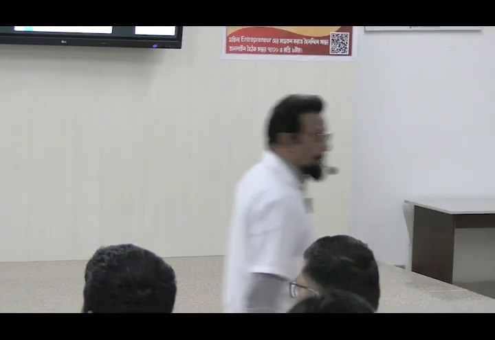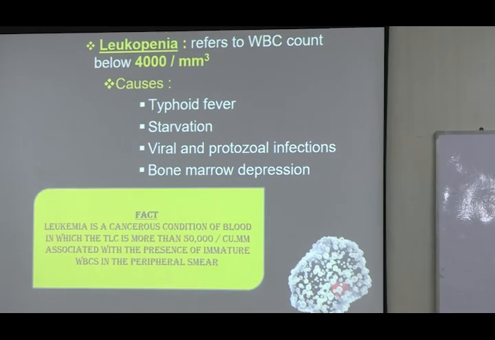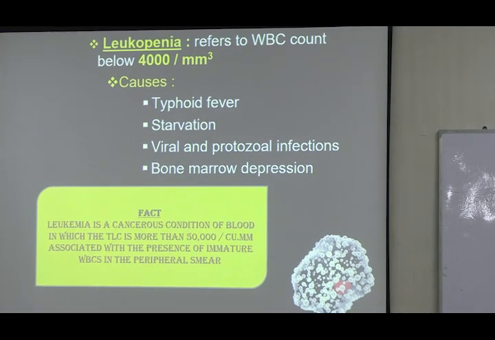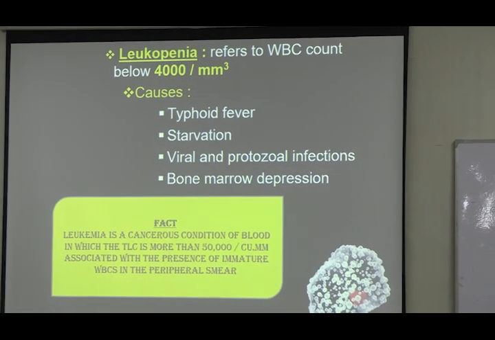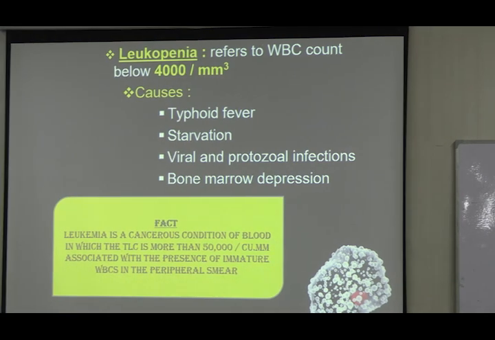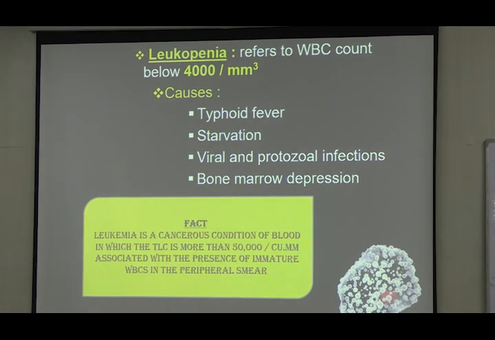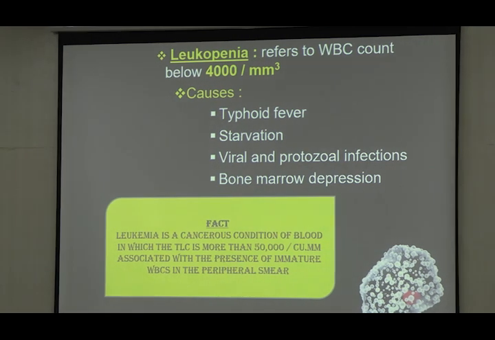Leukopenia is just the opposite of leukocytosis. It means decreased production, decreased quantity, decreased count in blood. So when there is a decrease in quantity, then my body is in trouble. Who will fight for me? So I will be very prone to different diseases. Anytime any organisms can attack me.